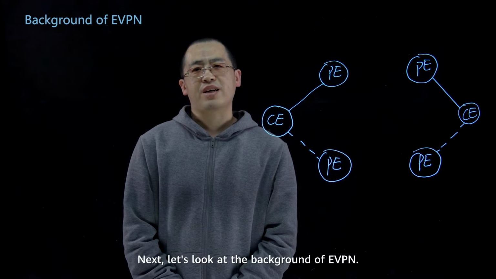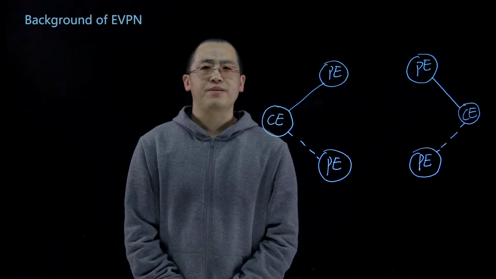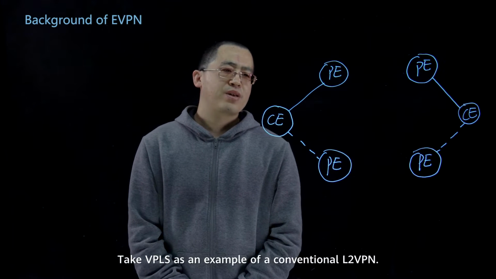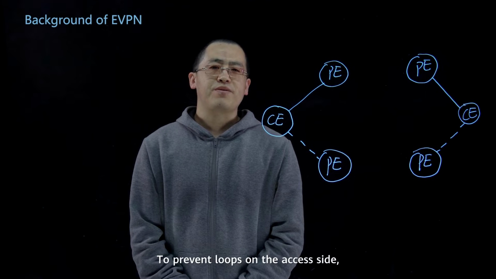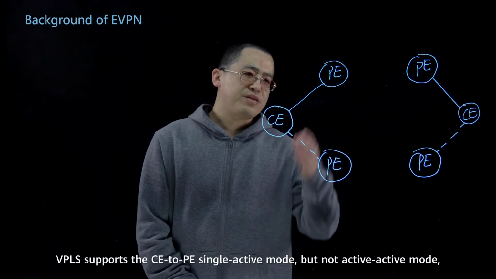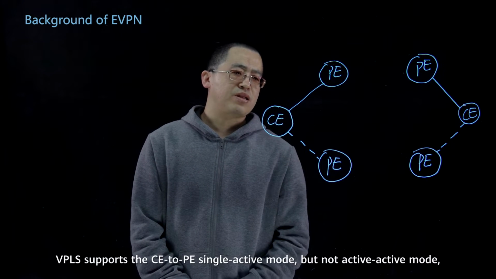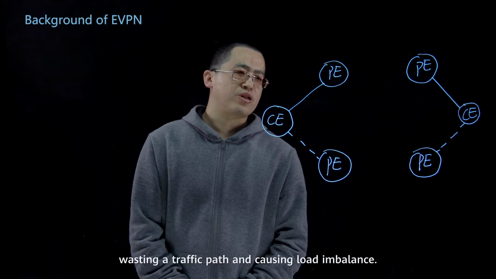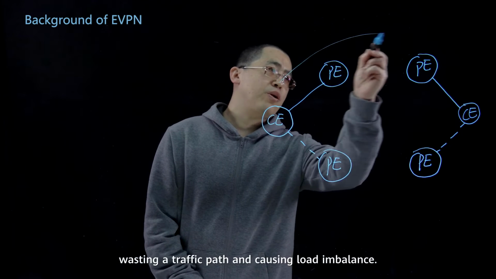Next, let's look at the background of EVPN. Take VPLS as an example of a conventional L2 VPN. To prevent loops on the access side, VPLS supports the CE to PE single active mode, but not active-active mode, wasting a traffic path and causing load imbalance.